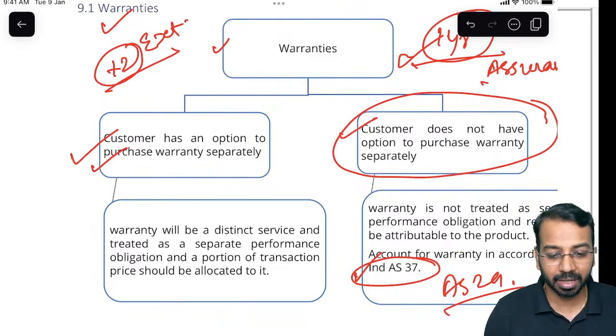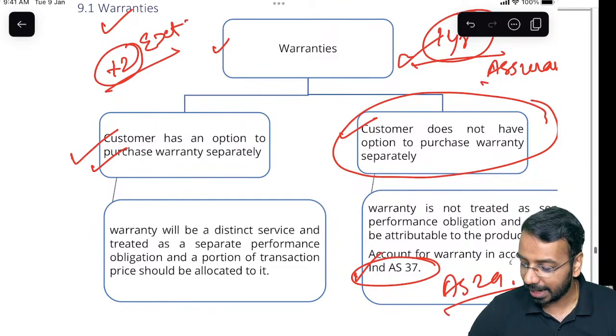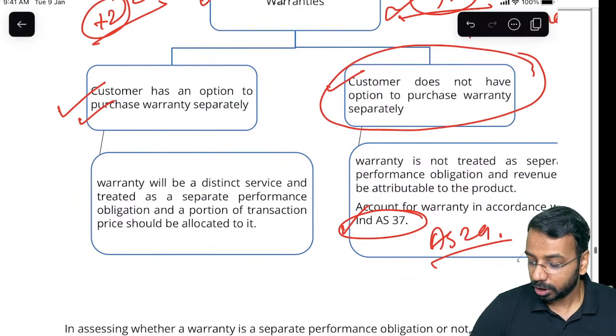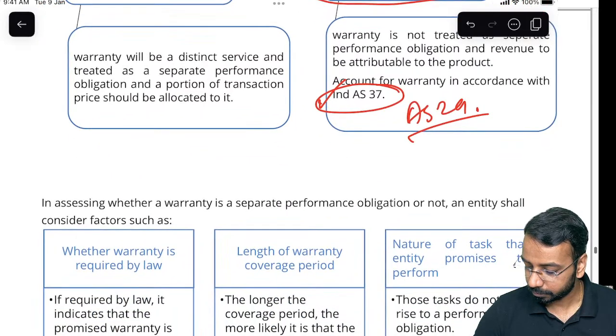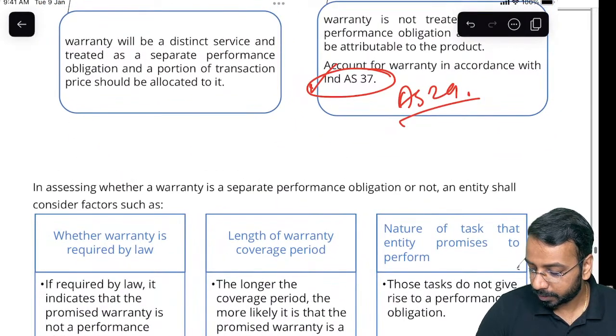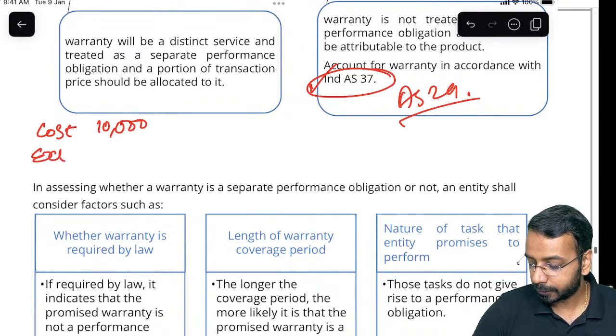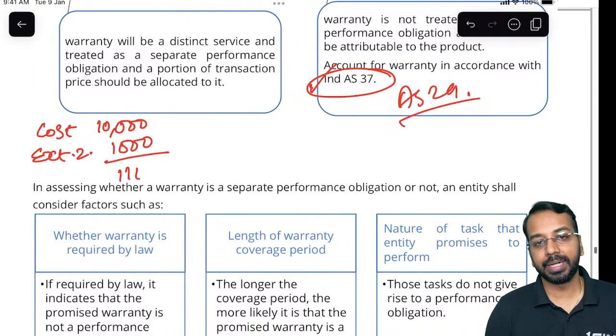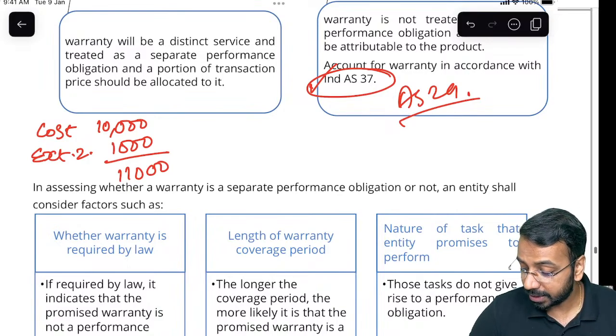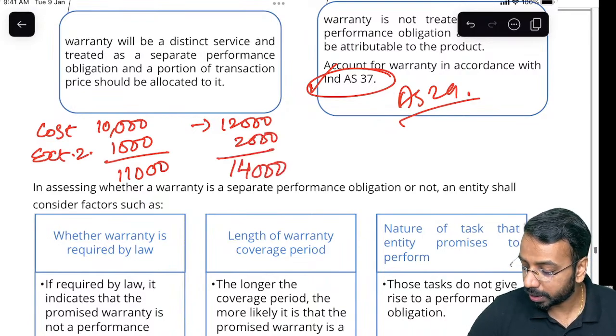This is a distinct service and a separate performance obligation, and whatever is the amount you collect, you will say, okay, for example, I'll just write here. Cost of phone, 10,000. Extended warranty 2 years, 1,000. Total amount you paid is 11,000. Standalone selling price is 12,000 and 2,000, 14,000. And this also comes with 1-year warranty.